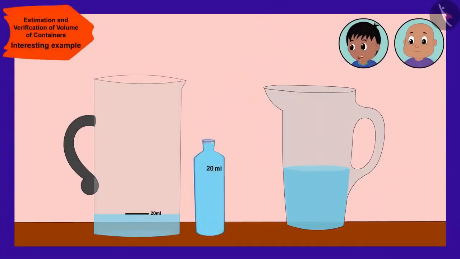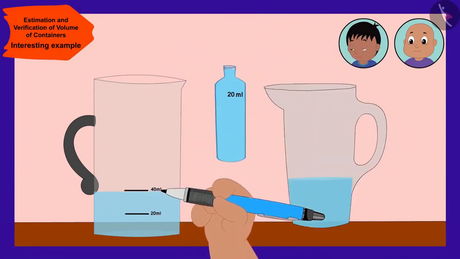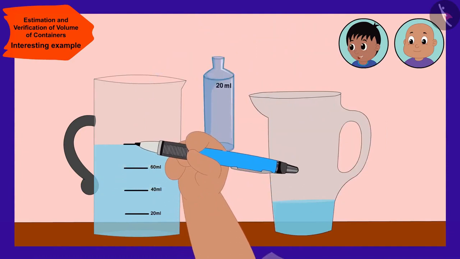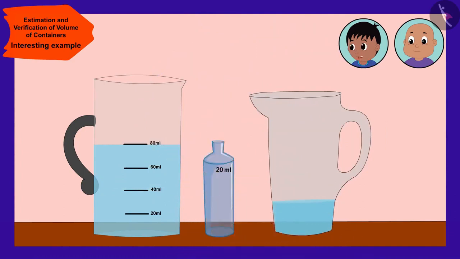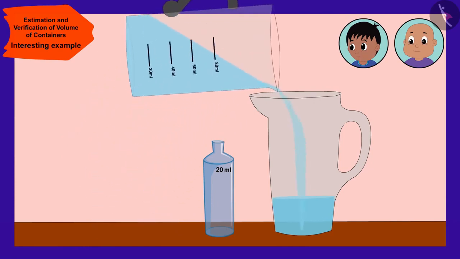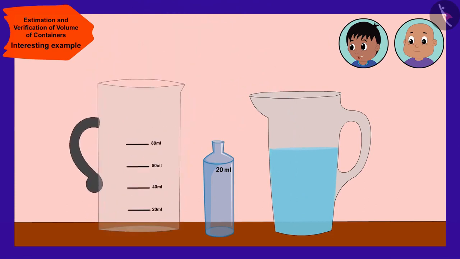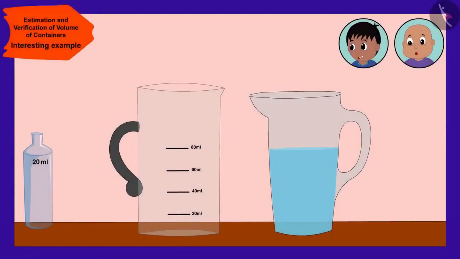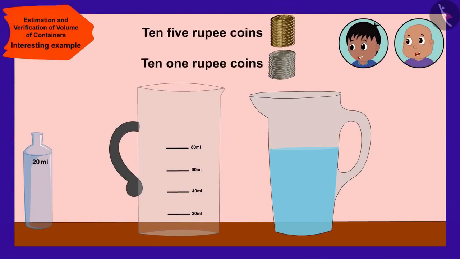Now, we will fill the bottle completely every time and empty it in the jug. And each time a mark will be made on the jug by adding 20 milliliters to the previous level of water. In this way, the marks on the jug will be made at 40, 60, 80 milliliters. See, Bablu, our measuring jug is ready. Now we can use it to find the volume of the coins. Oh wow, Raju, this is a wonderful technique. Let us find out the volume of 10 1 rupee and 10 5 rupee coins.